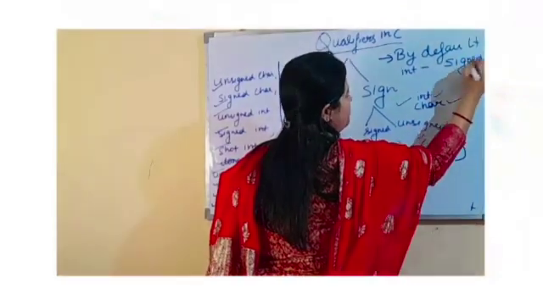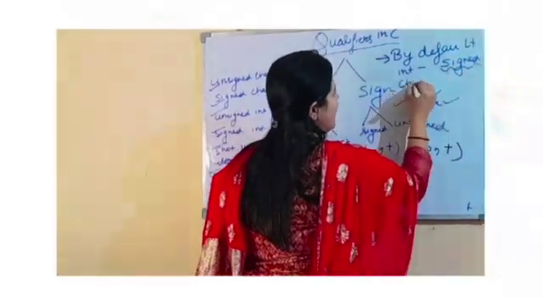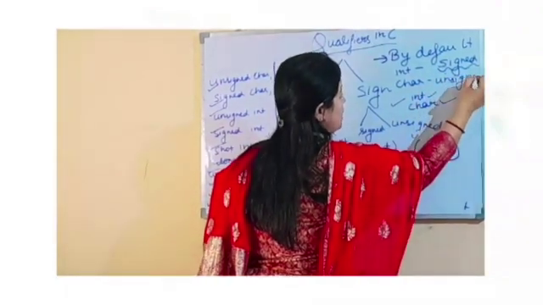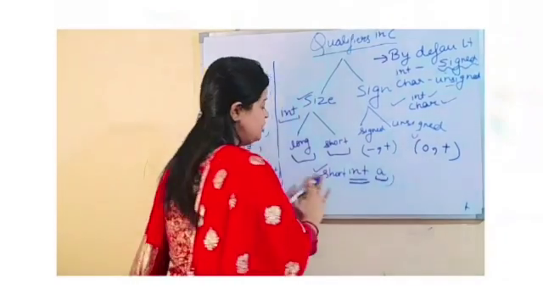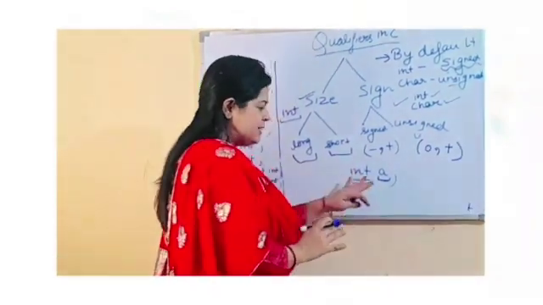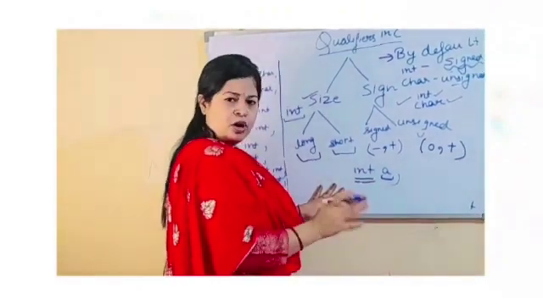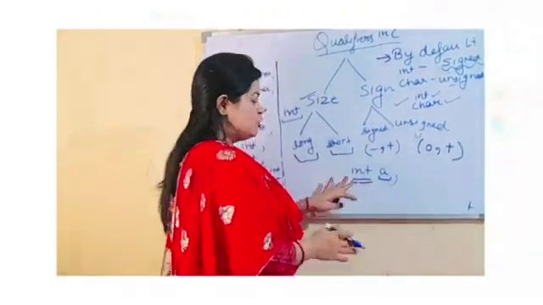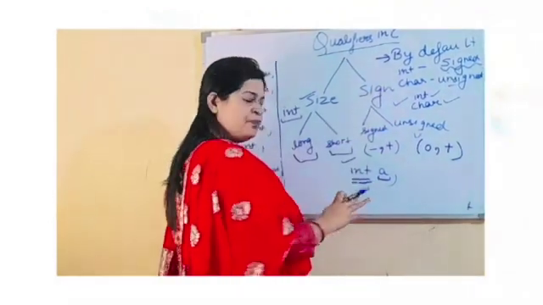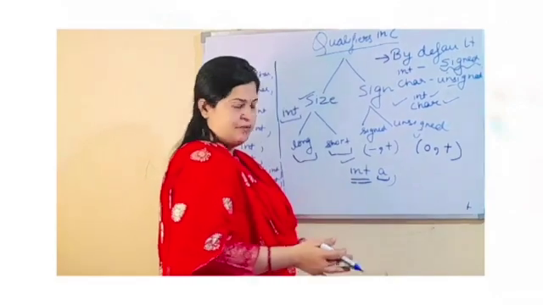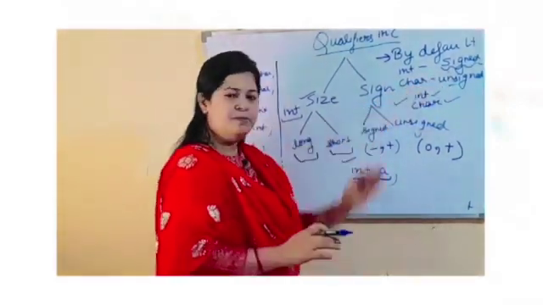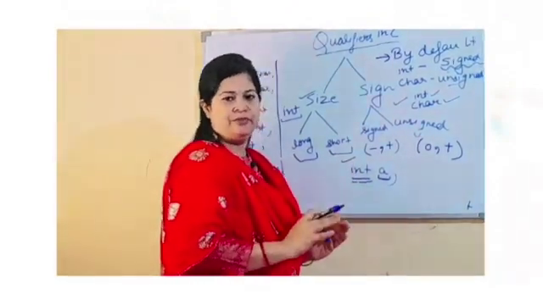Very important: int is signed and char behaves like unsigned, by default. By default means when I am using int a, nothing is before int, neither signed nor unsigned. So by default, int is considered as signed. That means it will accept both positive and negative values. And by default, char is considered as unsigned. That means strictly 0 and positive values.